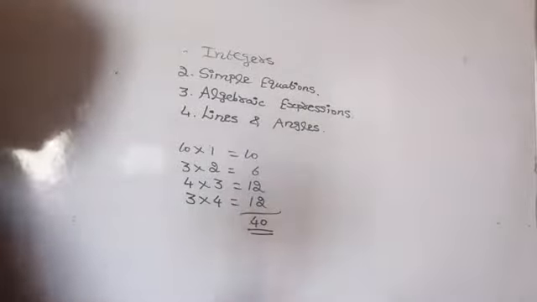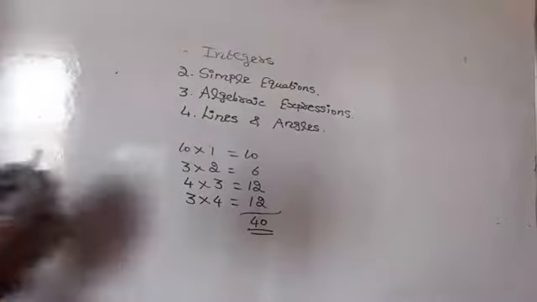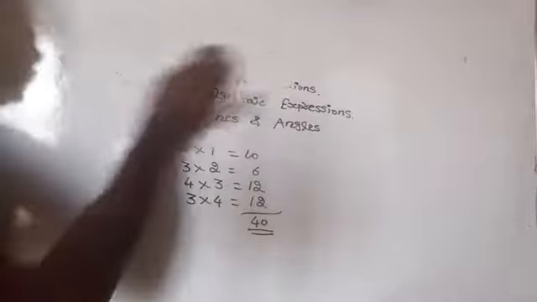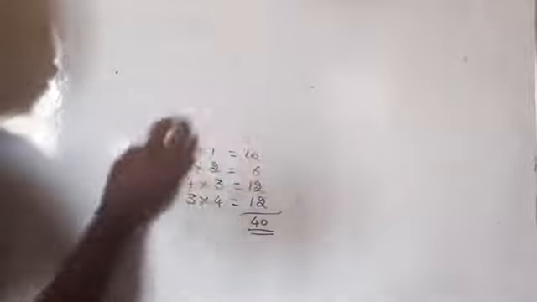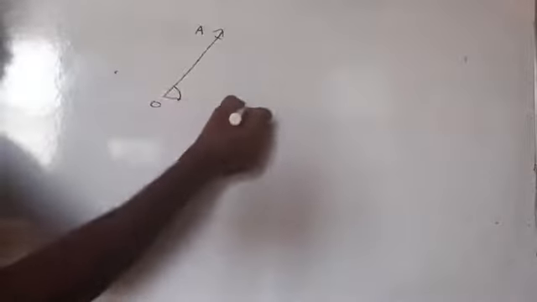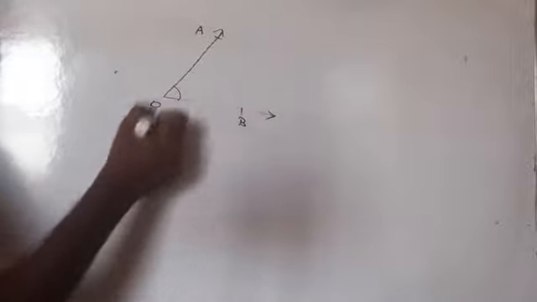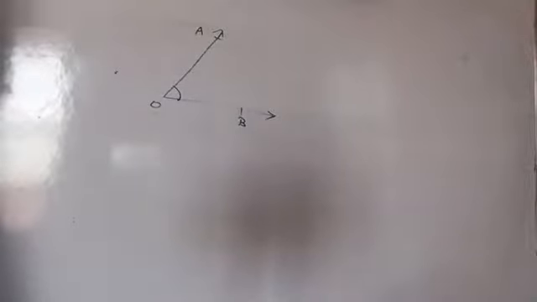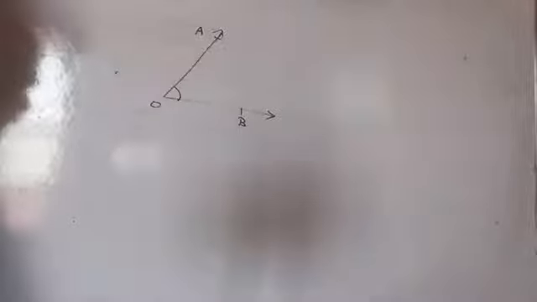So what is meant by an angle? If two line segments meet at a point, then an angle is formed. It is called an angle. It's AOB. Now AOB is an angle. When two lines meet at the same vertex, then an angle is formed.